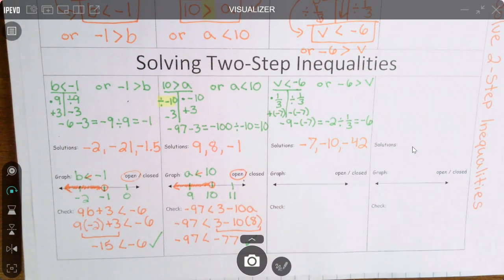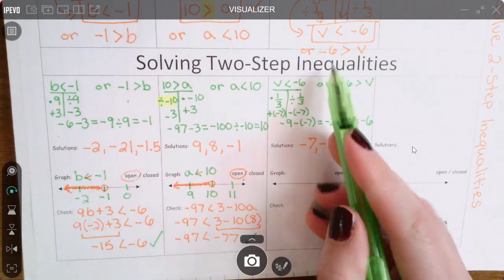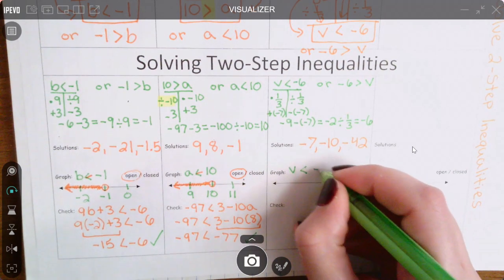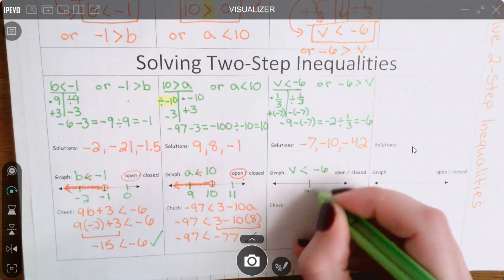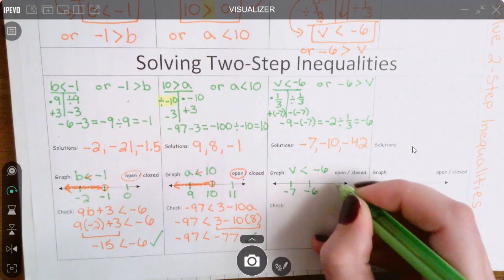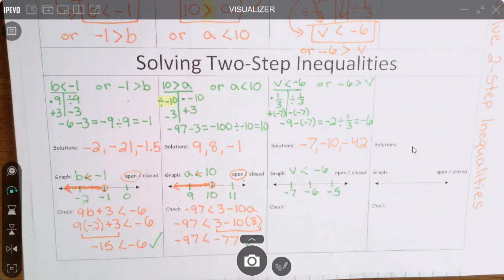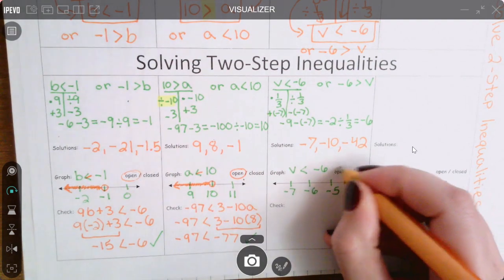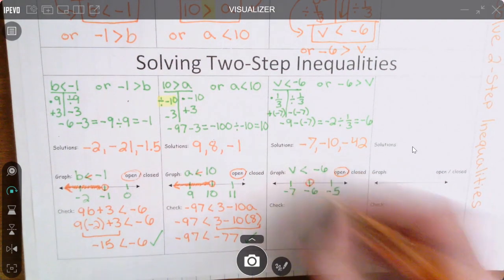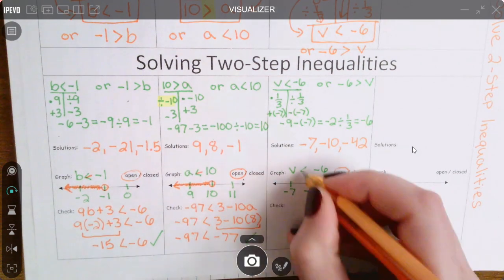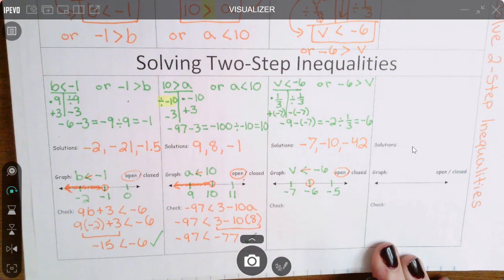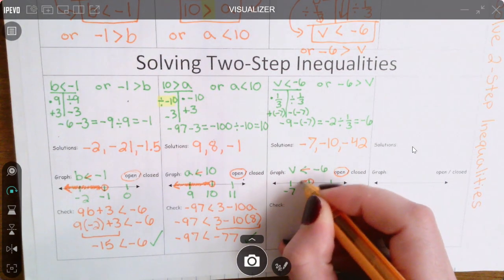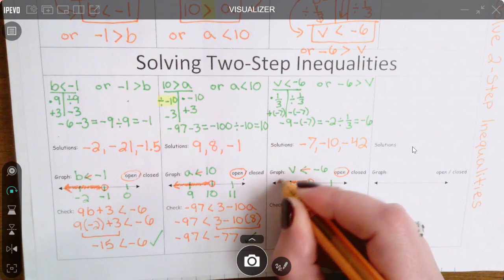When I graph this, I want to use the version with my variable on the left. So v is less than -6. I'll place -6 in the middle of my number line. -7 would be to the left and -5 to the right. Again, no line under my inequality sign, so it would be an open circle. So I'll go ahead and draw my open circle on -6. And with my variable on the left, I can use my inequality sign to show me which way to shade in, what my arrow would look like. And this one, again, is going to the left. So far, these three that we have done, they've all been open circles shaded to the left.